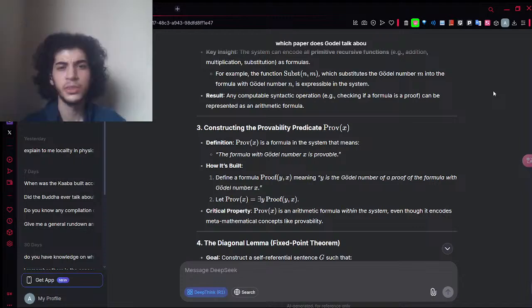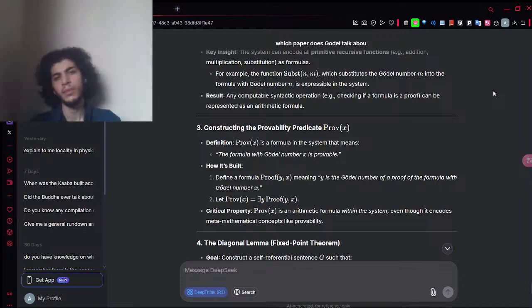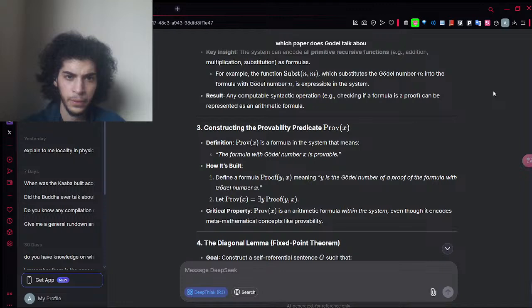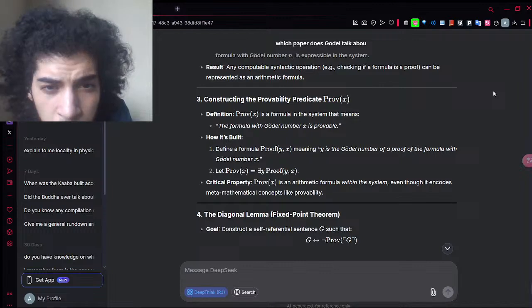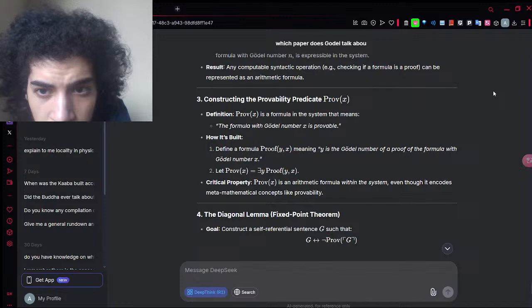Okay, so here's the thing. It seems to me that the provability predicate, Prov(x), is a Boolean function, so the answer it's going to give is either 0 or 1. It's one of two things, whether it's provable or unprovable. But I'm not sure if that is an issue. Define a formula, Proof(y, x), meaning y is the Gödel number of a proof of the formula.